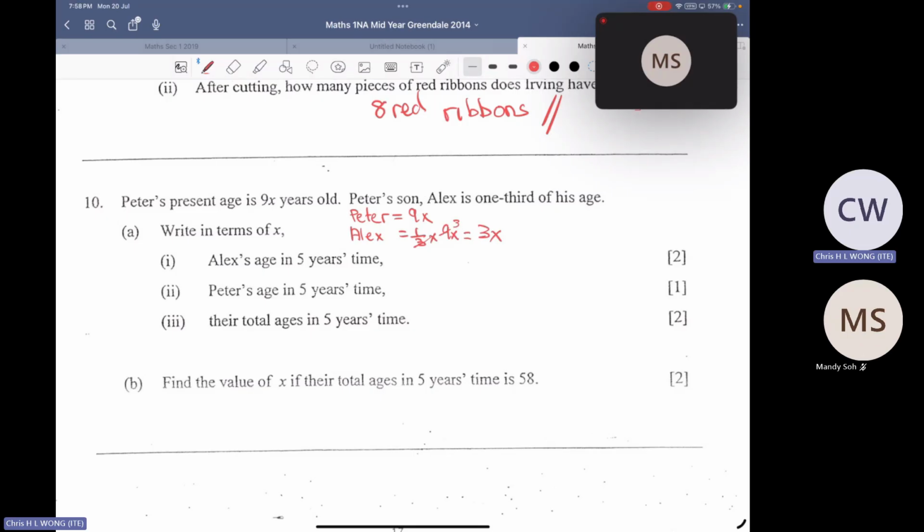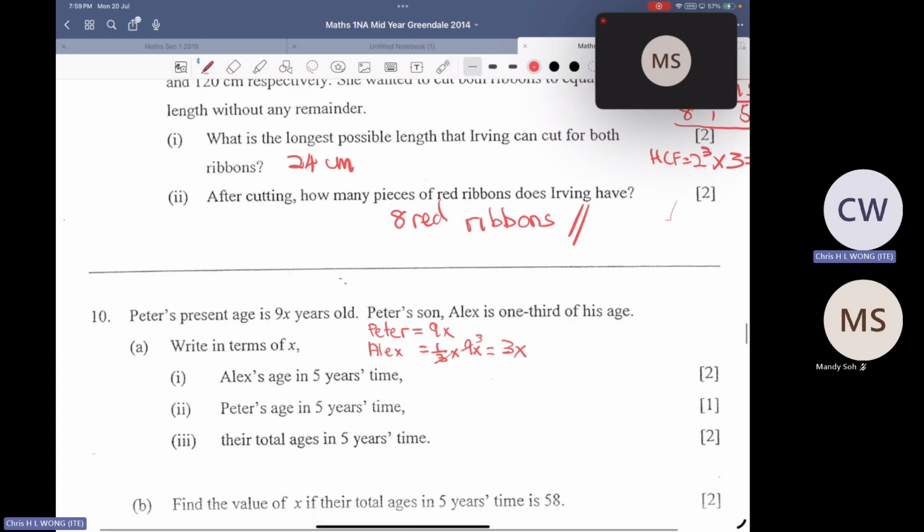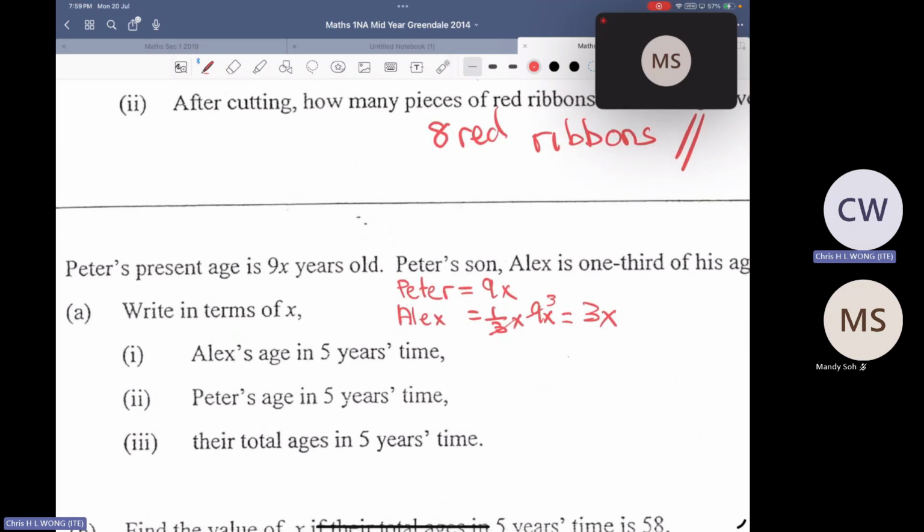Now, let's look at the question. I want you to tell me in 5 years' time, how old is Alex? Give me the equation. 5 years' time, how old is Alex? From what you see here. Plus 5. Not times 5, plus 5. Because 5 years' time, right? 3x plus 5. Very good. That's the answer. Yeah. Not times 5. So the first one, 3x plus 5. Answer. Yeah. Okay.